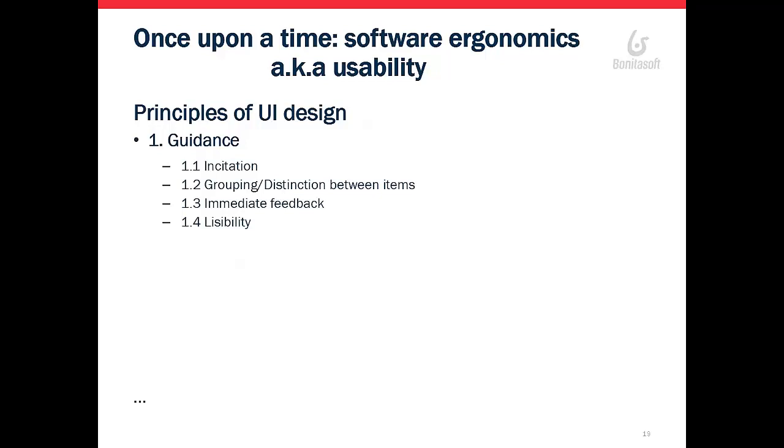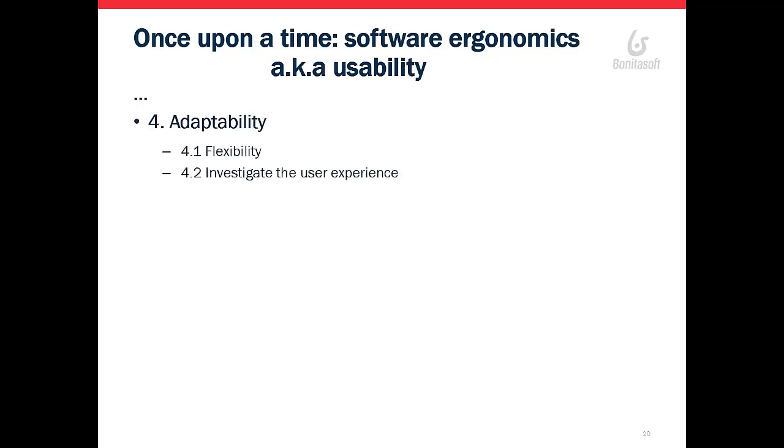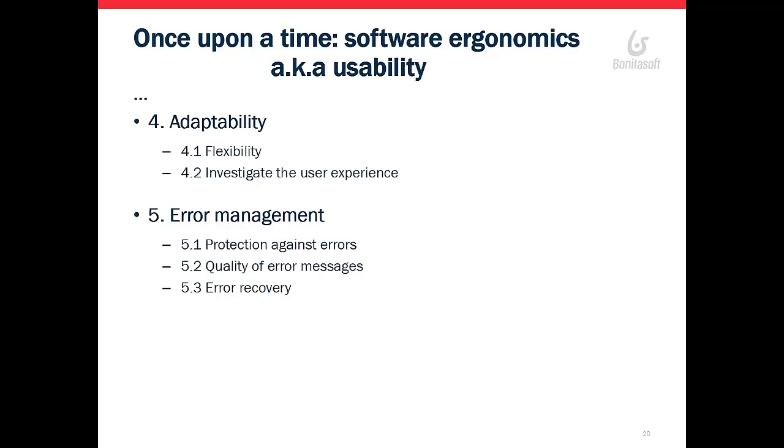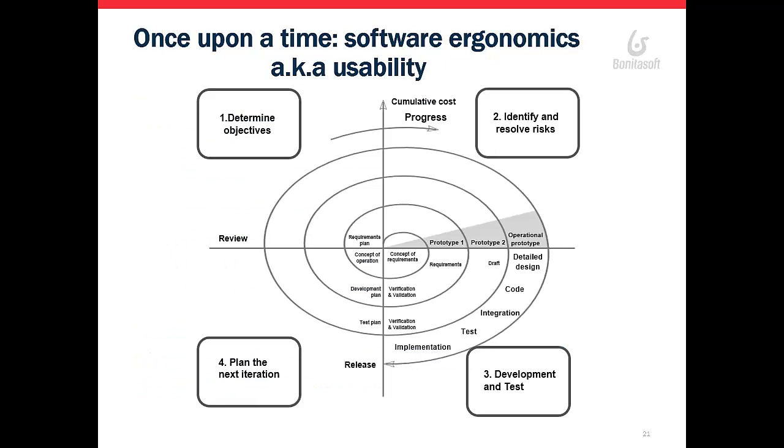Then what we learn as students are those very complex and vague principles of UI design, like guidance, workload, explicit control. I pass them very fast on purpose. It's adaptability, error management, consistency, significance of code, compatibility. And this is extremely delicate and complex to really translate into what you should do on the screen, right?